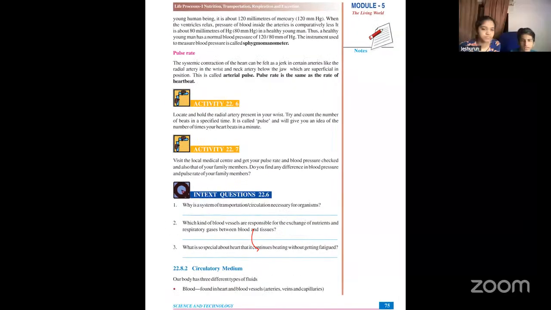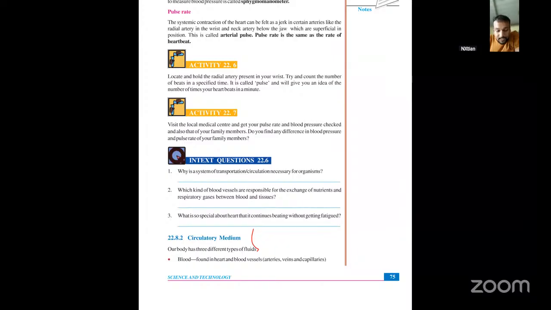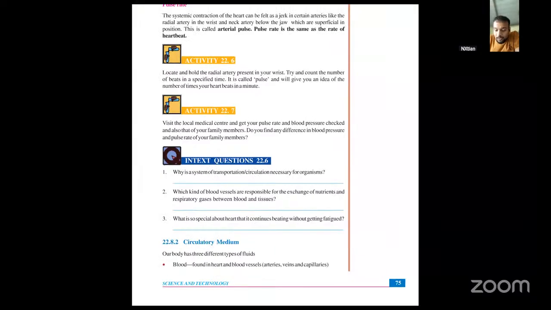The thing that something circulates in. Yes, correct. The things which help in circulation, meaning blood, are a circulatory medium. With the help of blood, inside the veins, arteries and capillaries, it transports substances through the system. Basically, circulatory medium is found in three types of fluid. First is blood.